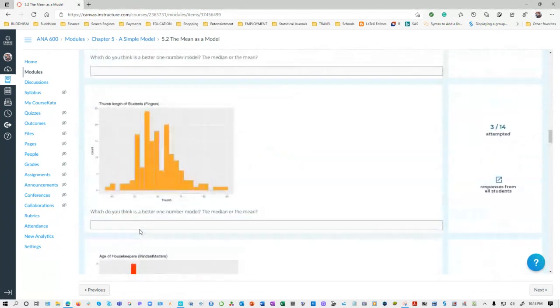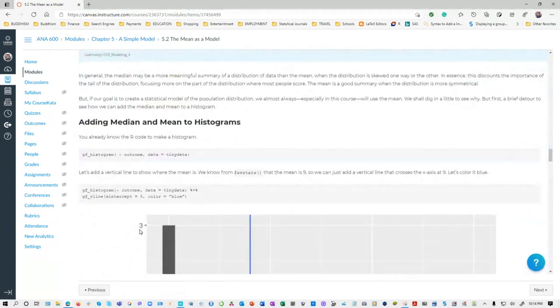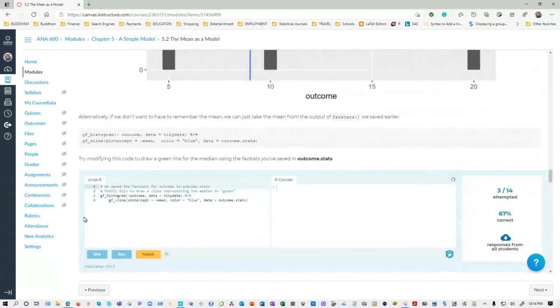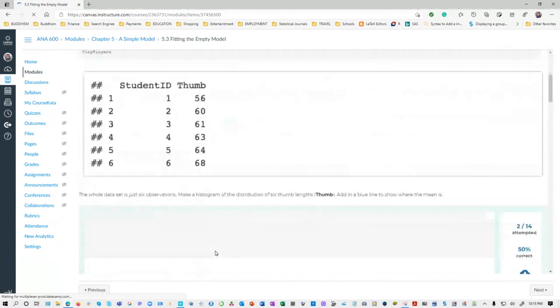Okay, we have to get this data. gf_histogram, then vline with x-intercept at the mean instead of that one. Okay, we need the favorite statistics. That's why. First, we have to get the favorite statistics.